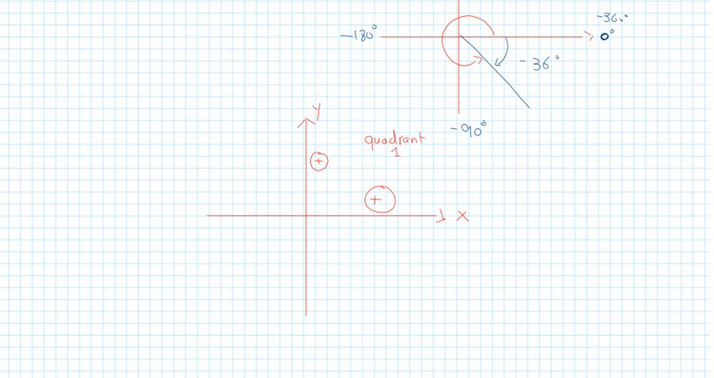How about in quadrant 2? Good. So the Y is positive, the X is negative. And in quadrant 3, the x is negative and the y is negative. Quadrant 4, x is positive, y is negative.